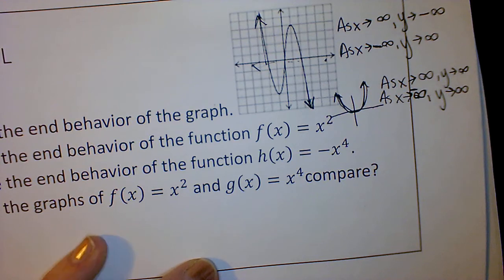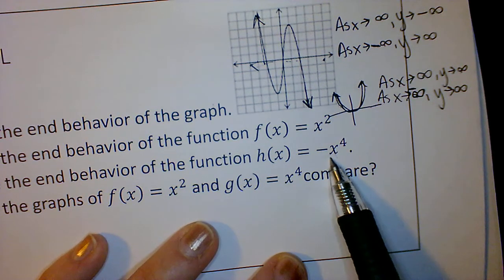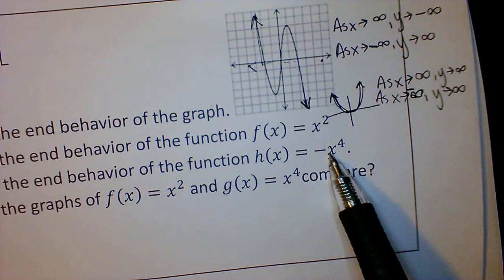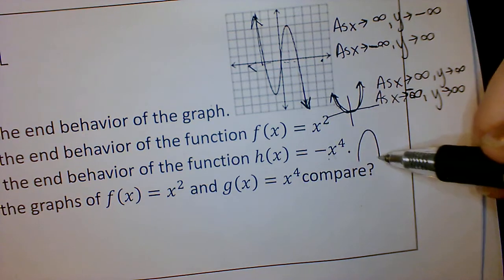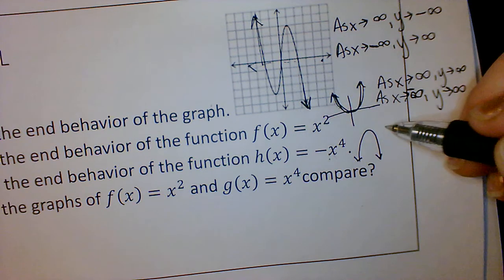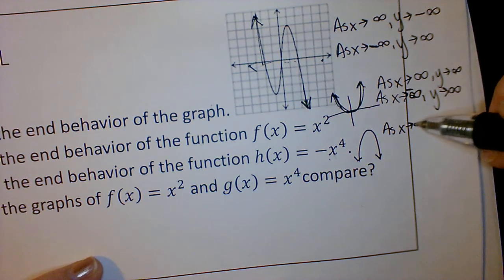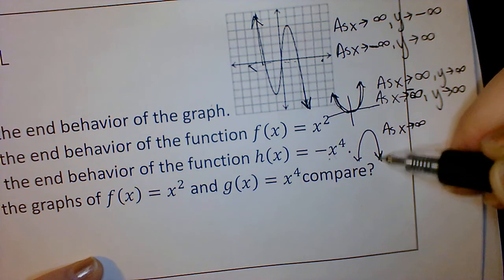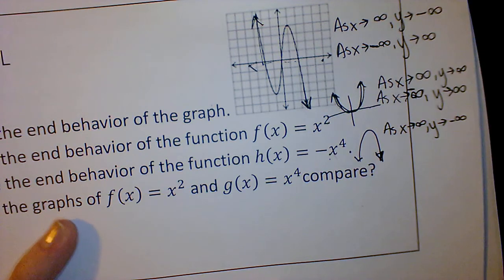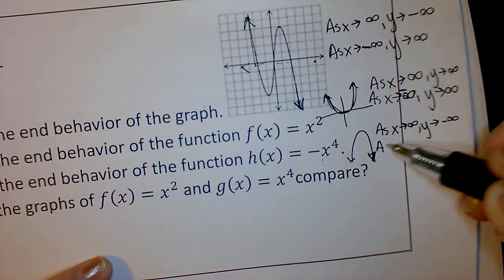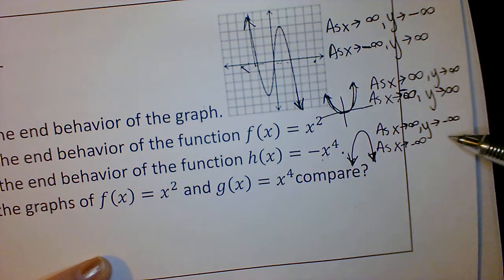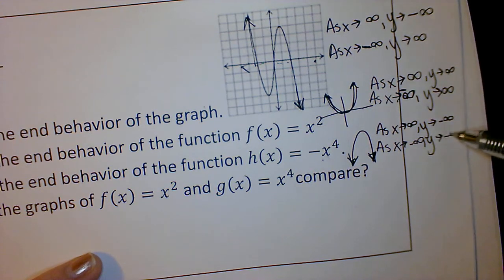Third question, describe the end behavior of negative x to the 4th. So that looks a lot like this one, but we know that negative is going to flip it over, so it actually looks like this. As x approaches infinity, as it goes to the right, our graph is going down. So y is approaching negative infinity. And as x goes to negative infinity, as it goes to the left, our graph is also going down. So y is approaching negative infinity.